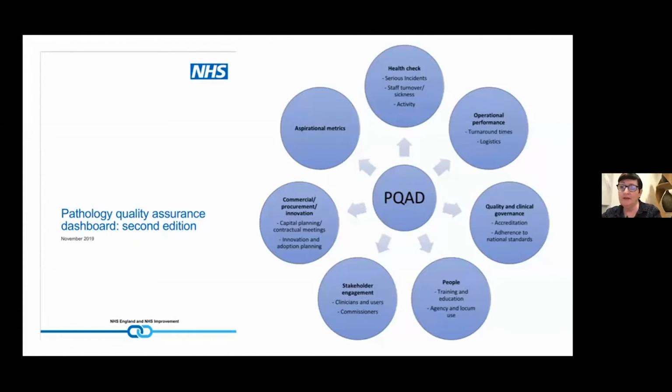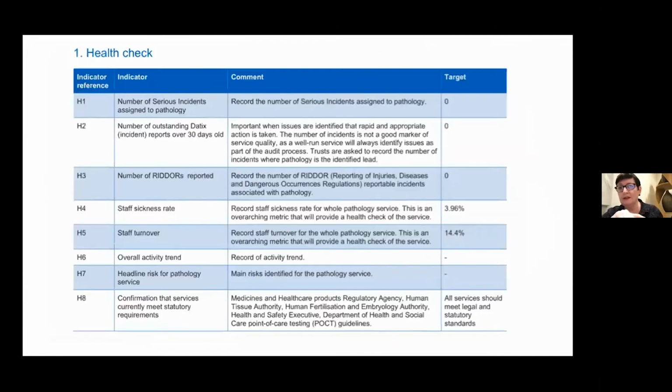And then there's some stuff around aspirational metrics. How can we move to getting better? The health check stuff around serious incidents and staff turnover and sickness is quite important, because staff turnover, if it's very high, and also sickness rates, can be a metric that reflects poor morale, or a dysfunctional department, and it can reflect stress also.